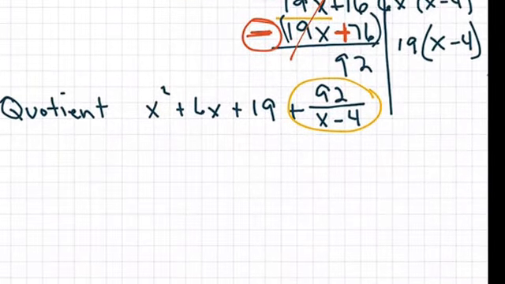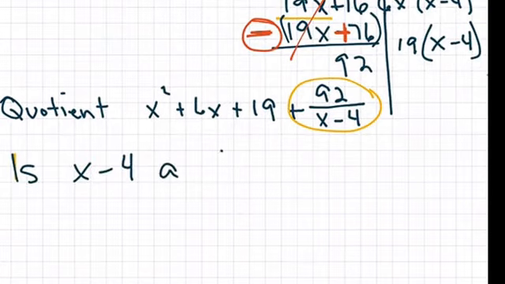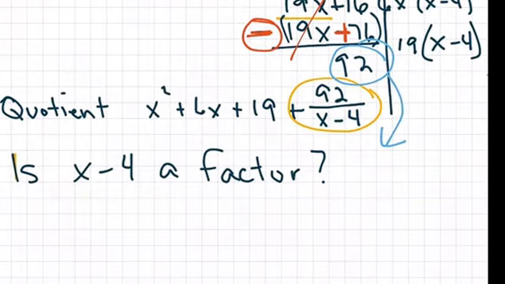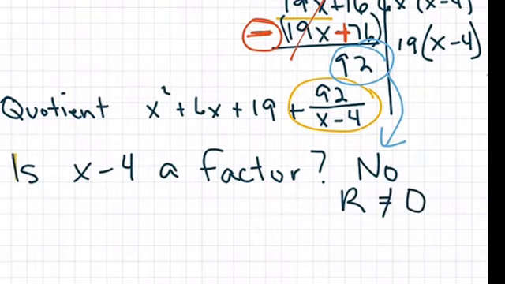Now, is x minus 4 a factor of our dividend? Well, since we have a remainder other than 0, then no, because the remainder is not equal to 0. Okay?